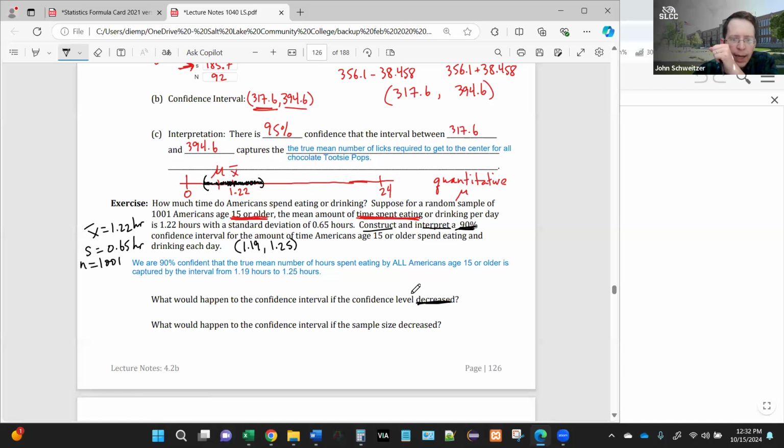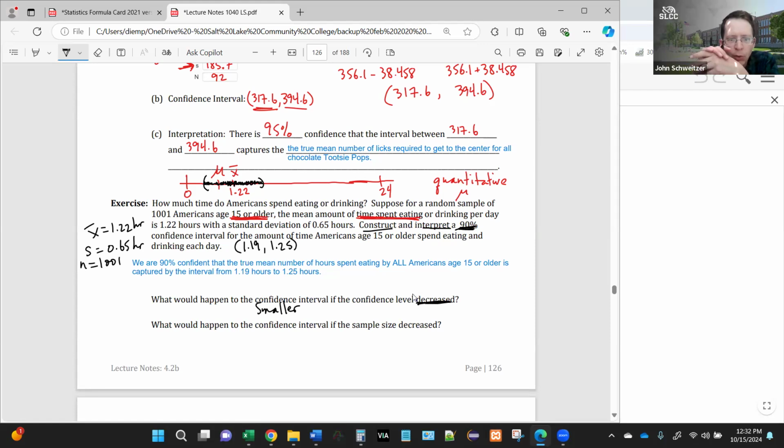So what would happen to the confidence interval if the confidence level decreased? Well, think about a net, right? We use this analogy of a net in chapter 3. The same thing holds here. If you're less confident, then that would result in a smaller confidence interval, which in a way is good, right? It's more precision. The smaller the interval, the tighter the estimate is.